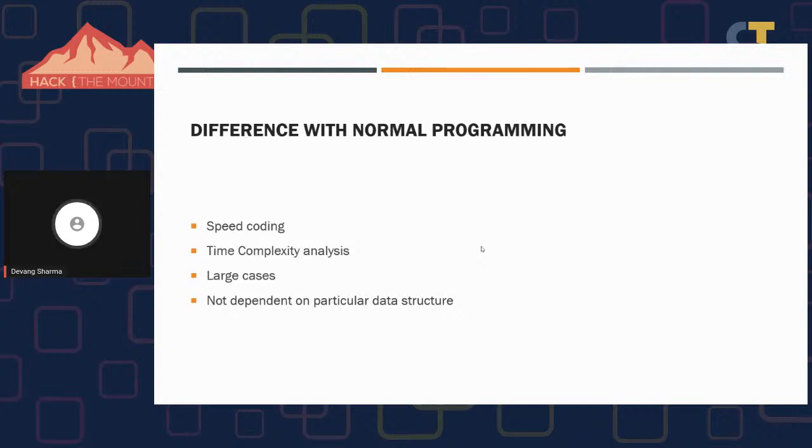Suppose in normal programming assignments, teachers tell us, you have to implement this using this data structure, suppose stack or queue, or you don't have to use vectors, you have to use an array. These constraints are there. But in competitive programming, you are free to use any data structure you want. You just have to give the correct output. The one you are most comfortable with, the more optimized data structure, you can use that. No one is going to question you. Just the answer must be correct, and it must be within the time limit.